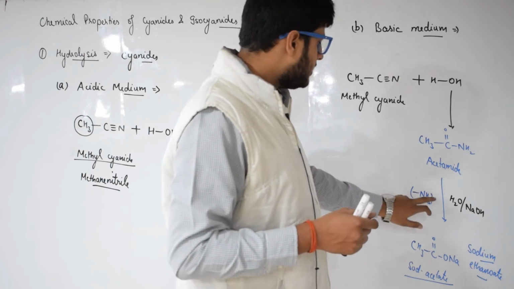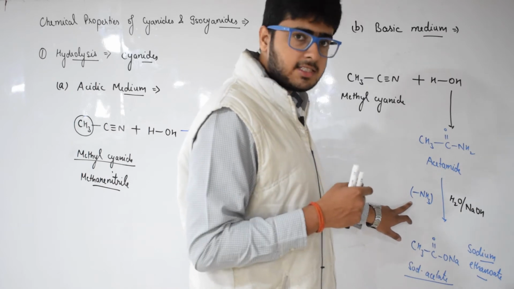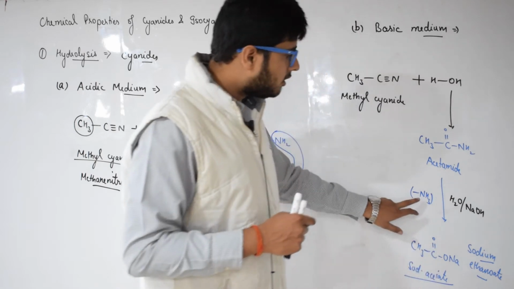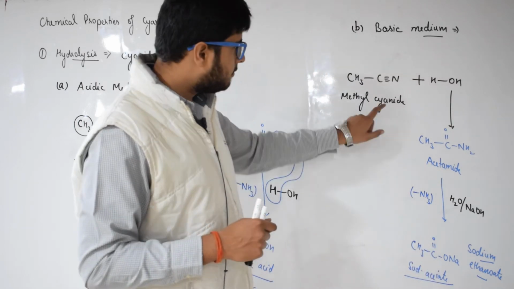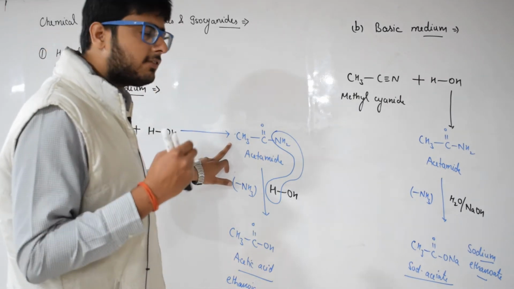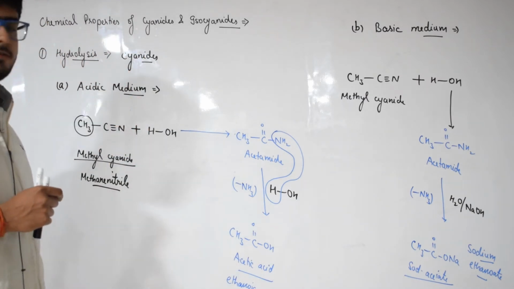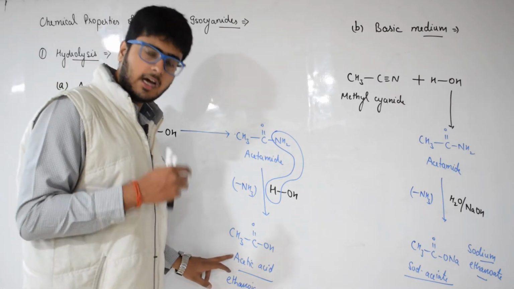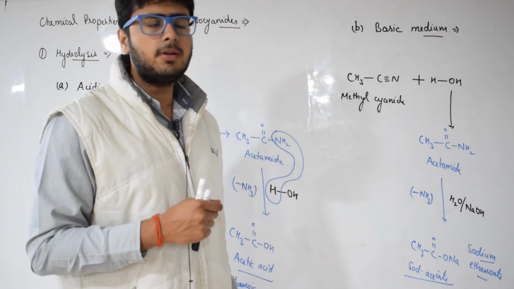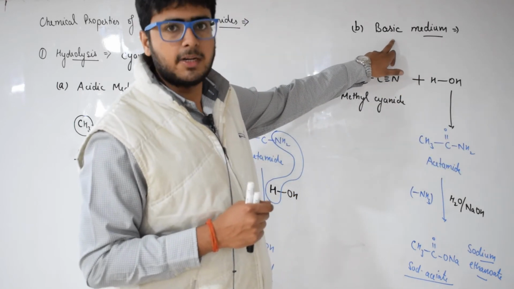is formed, and when it is further hydrolyzed in the presence of a base, a molecule of ammonia is again eliminated and leads to the formation of sodium acetate or sodium ethanoate. So, in both cases, the first step is the same, that is, formation of amide takes place, but the difference is observed in the second step. In the acidic medium, carboxylic acid is formed, but in the basic medium, the sodium salt of carboxylic acid is formed, because we are hydrolyzing it with a base, NaOH.